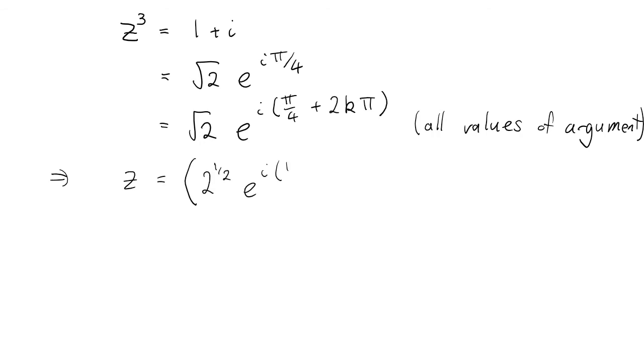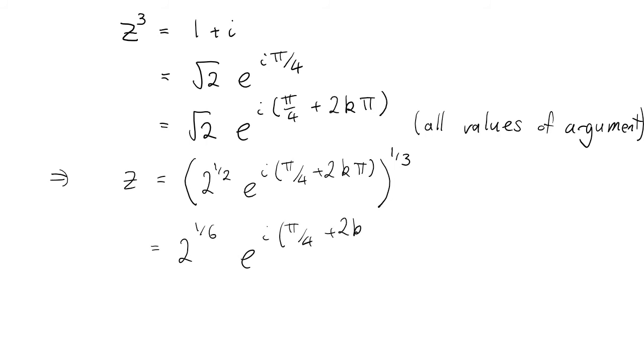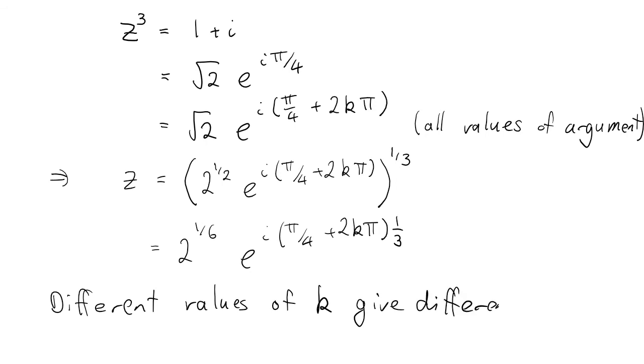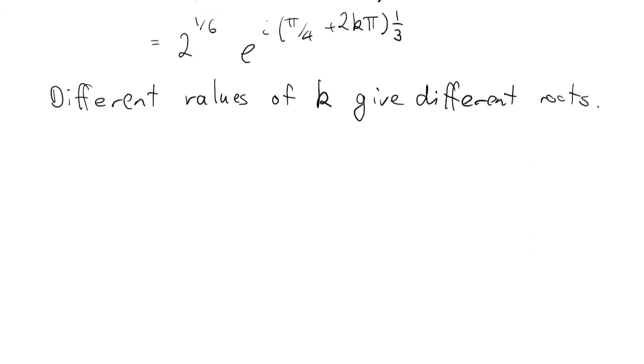z cubed is equal to that number in polar form, so now I can take the cube root of both sides, raise both sides to the power 1/3. Now I'm just using the rules for powers. 2 to the half to the 1/3, the powers multiply, that's 2 to the 1/6. The 1/3 power of the exponential, again the powers multiply, I get e to the i times pi over 4 plus 2k pi, all times a third. Plugging in different values of k, 0, 1 and 2, will give me the 3 different values of the cube root of 1 plus i.